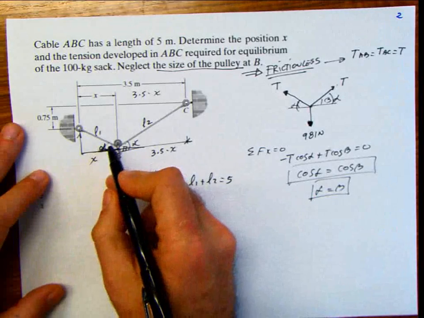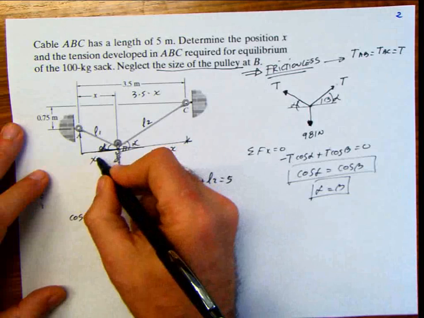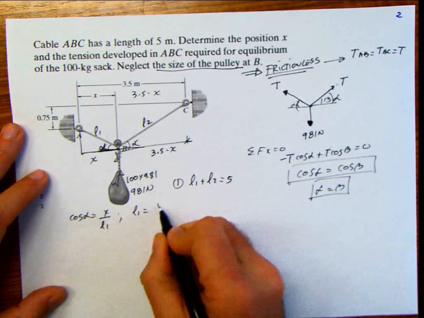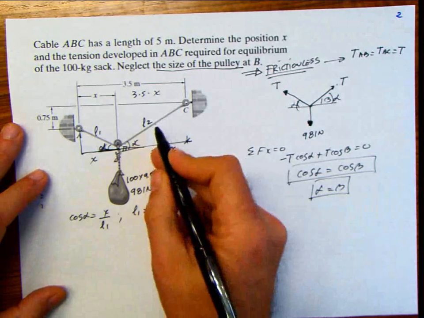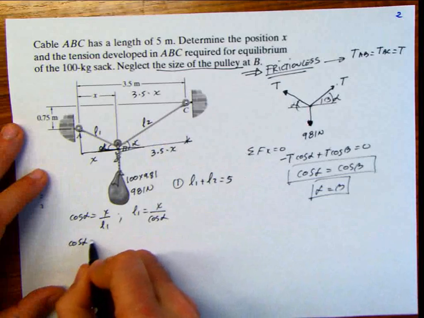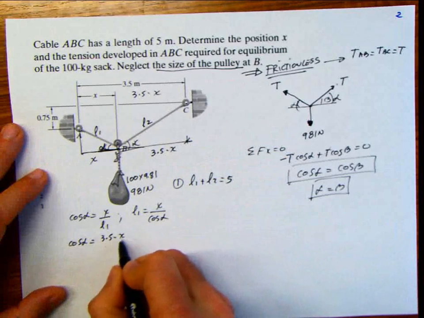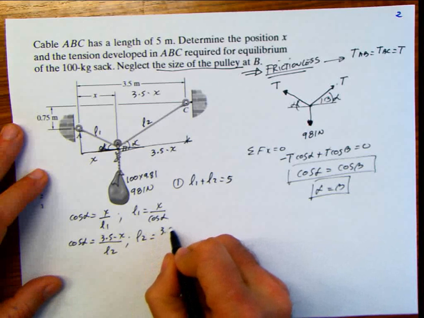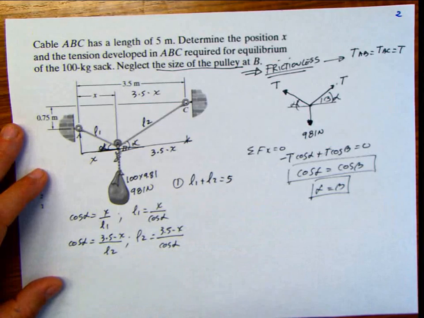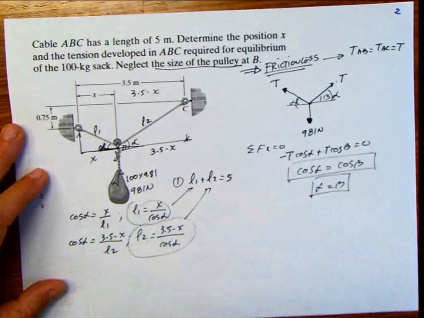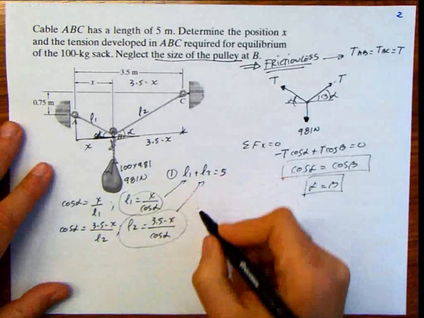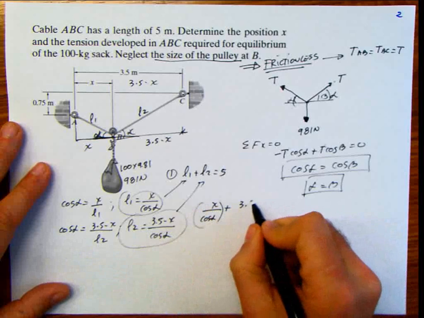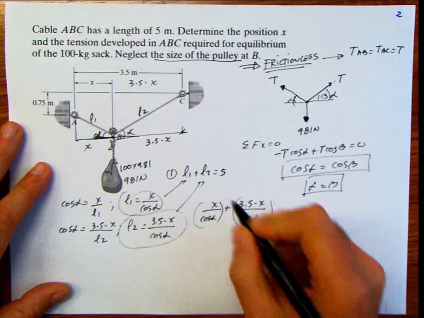Well, I can say that cosine alpha is equal to x divided by L1, or L1 equals x divided by cosine alpha. At the same time, if I do the same thing from the other side, I can say that cosine alpha is equal to 3.5 minus x divided by L2, or L2 equals 3.5 minus x divided by cosine alpha. And guess what? I have L1 and I have L2. I'm going to plug these two into equation 1, and I'm going to get x divided by cosine alpha, this is L1, plus 3.5 minus x divided by cosine alpha, and this is L2, equals 5.